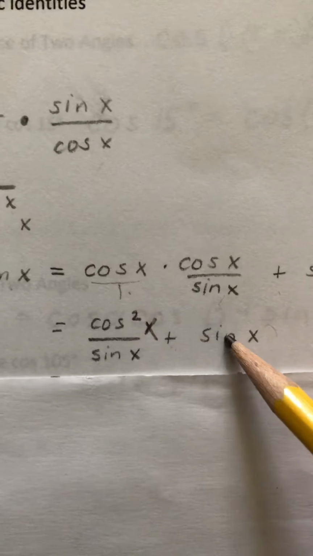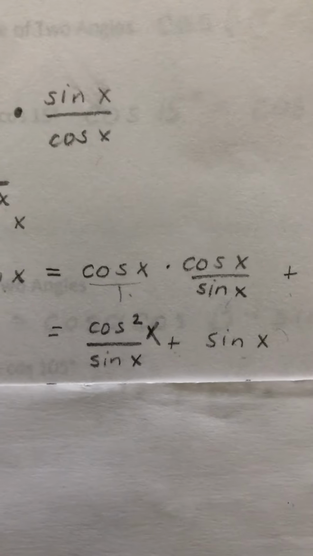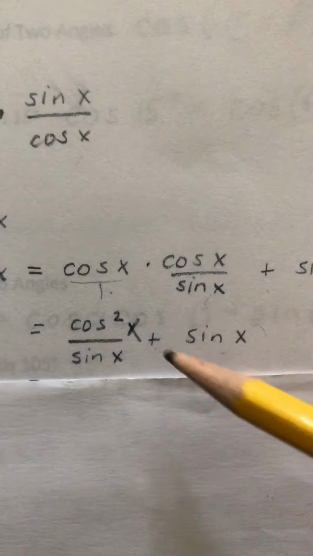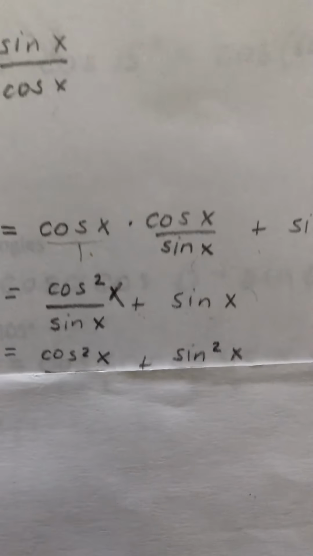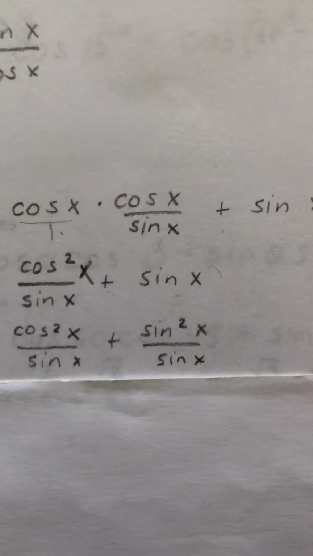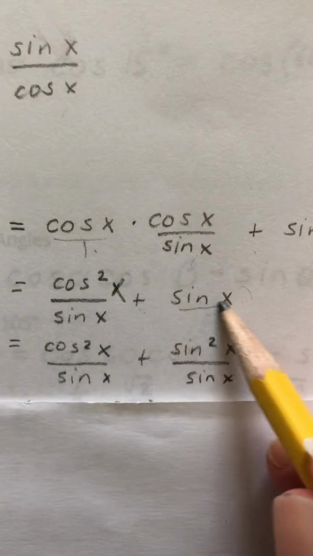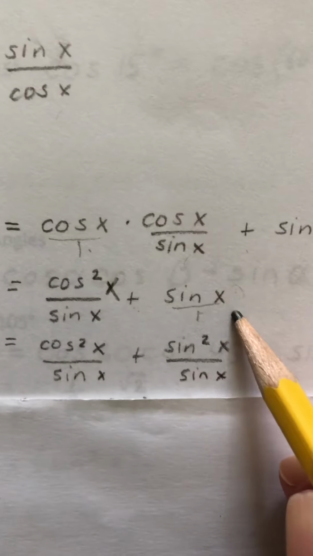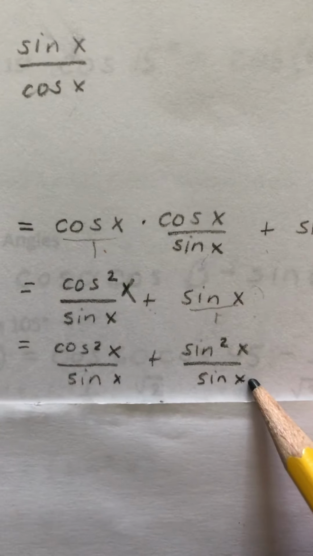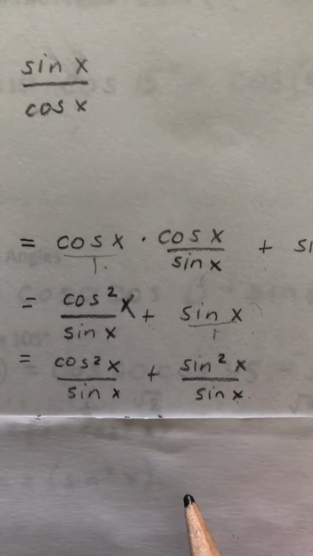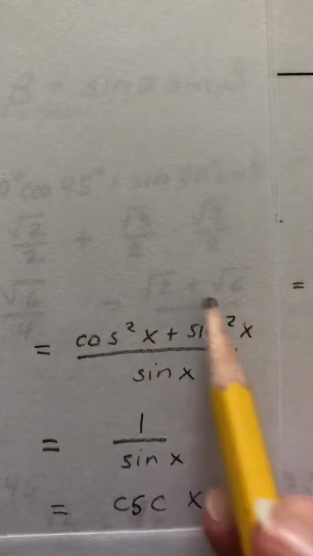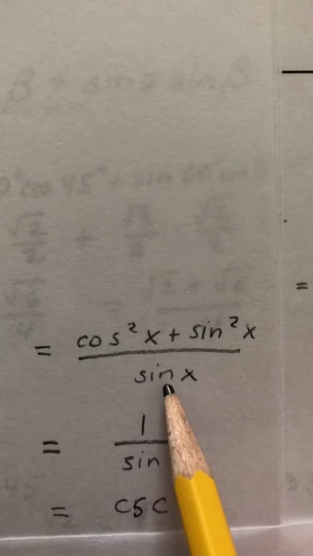Now, when I add fractions, I've got to get a common denominator. So I'm going to turn this into a fraction with a denominator of sine of x by multiplying top and bottom by the sine of x. This is like over 1. And when I multiply top and bottom by the sine of x, I get sine squared x over sine of x. Once my denominators match, I can add the numerators. So that's the next step that I'm going to show. I just add the two numerators, and so it's all over the sine of x.